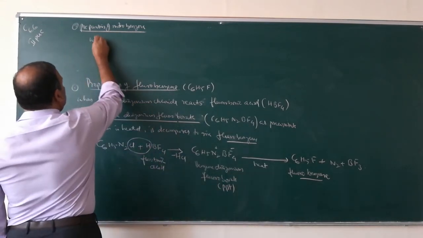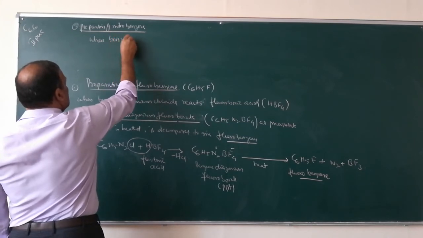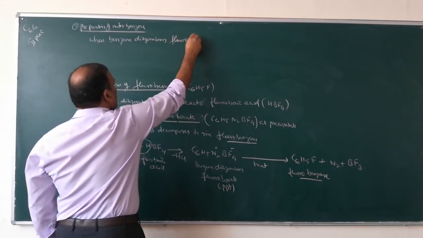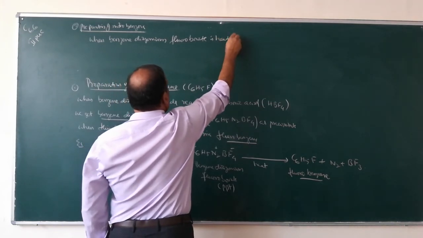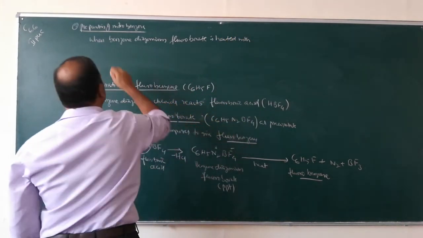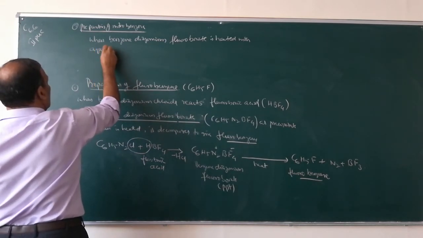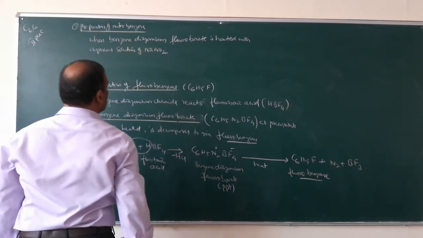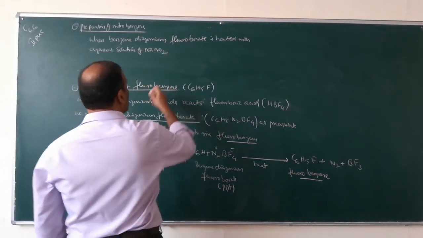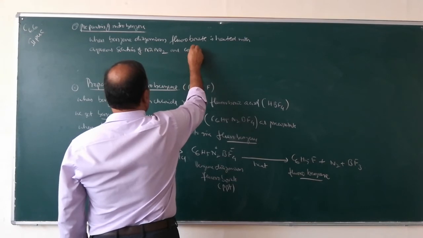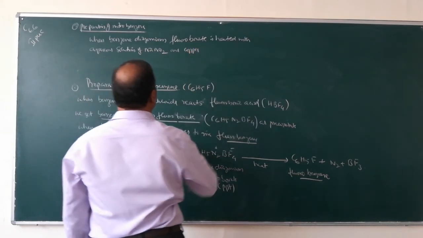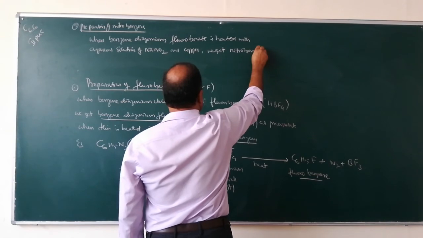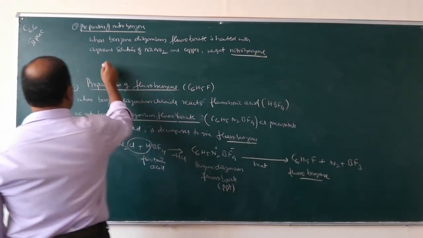So when benzene diazonium fluoroborate is heated with aqueous solution of sodium nitrite and copper, we get nitrobenzene.